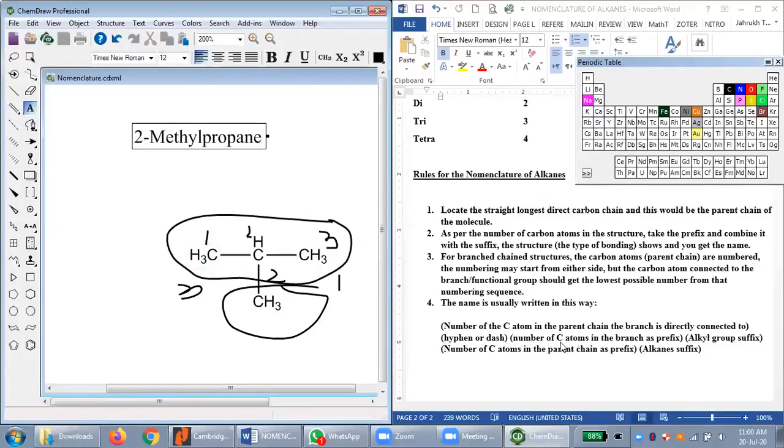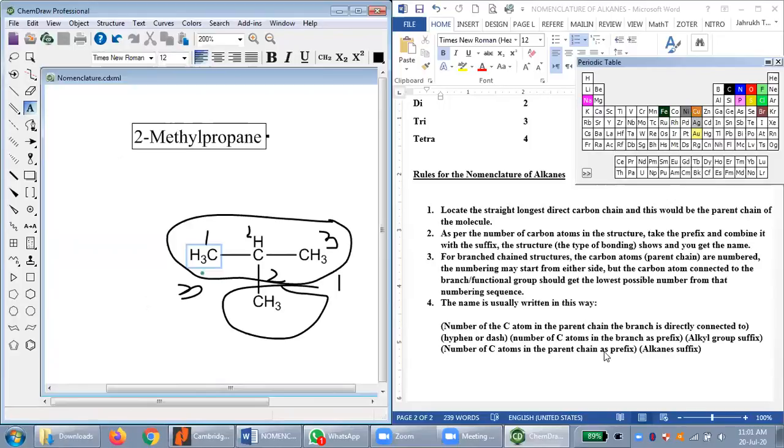Then the third part of the name was the number of carbon atoms in the branch, written as prefix. How many carbon atoms were there? Only one carbon atom was there in the branch. So hence the prefix meth. Then comes the alkyl group suffix, that is YL, so YL of the name. Then the number of carbon atoms in the parent chain as prefix. How many carbon atoms in the parent chain? There was 1, 2, and 3 from one numbering and 1, 2, and 3 from the other numbering. So that's 3. And for that, we have prop, P-R-O-P. And lastly, the alkane suffix, that is ane. So that's how all the parts of the name come together to form one name, 2-methylpropane for the structure.